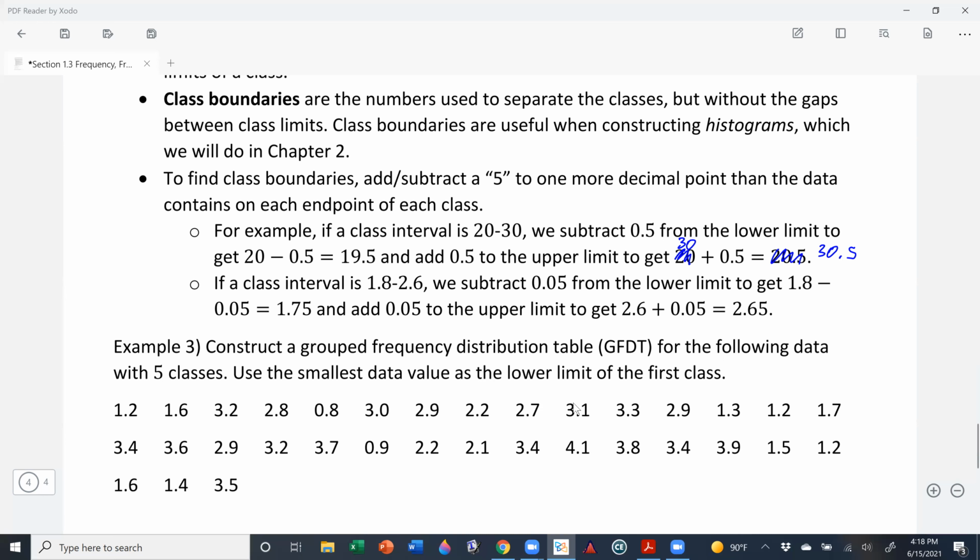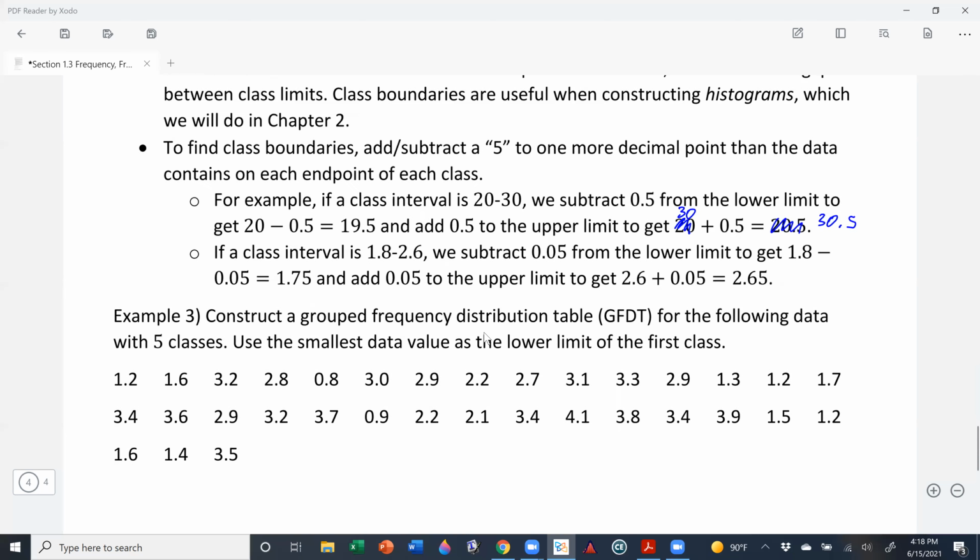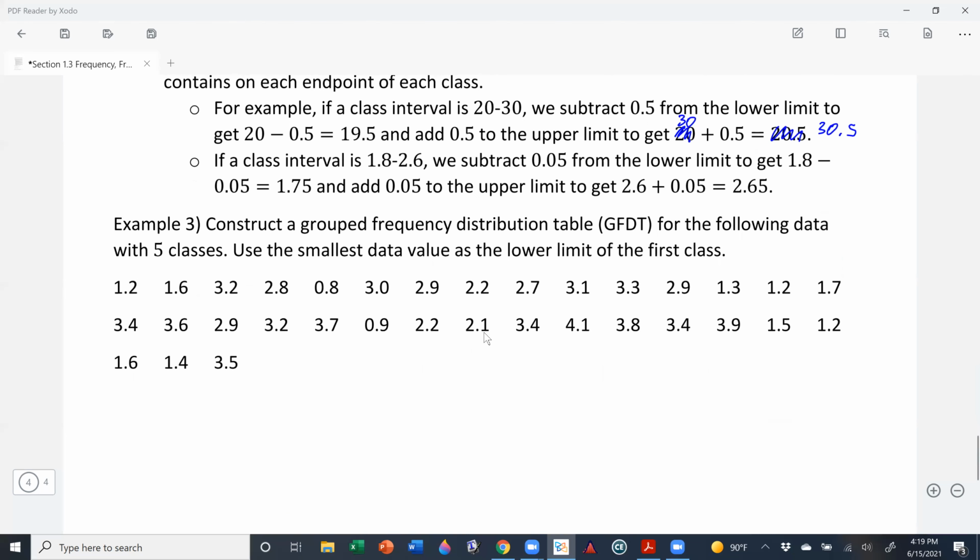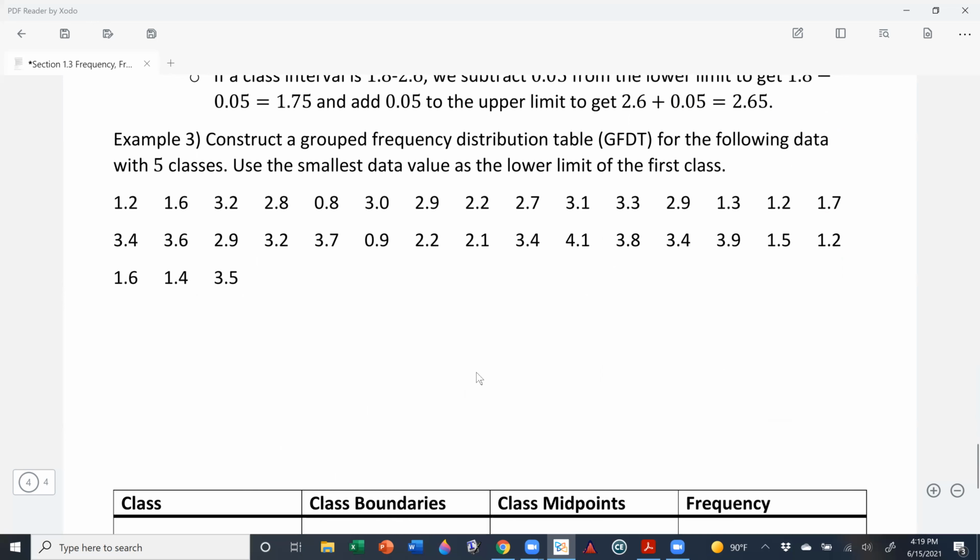As we work that out, it should make a little bit more sense, but that is a tricky thing that takes some getting used to. This is going to be a little bit of a long video, but this is an extremely important example. I'll definitely have a test question where we construct a grouped frequency distribution table. So here we go. Let's do it.